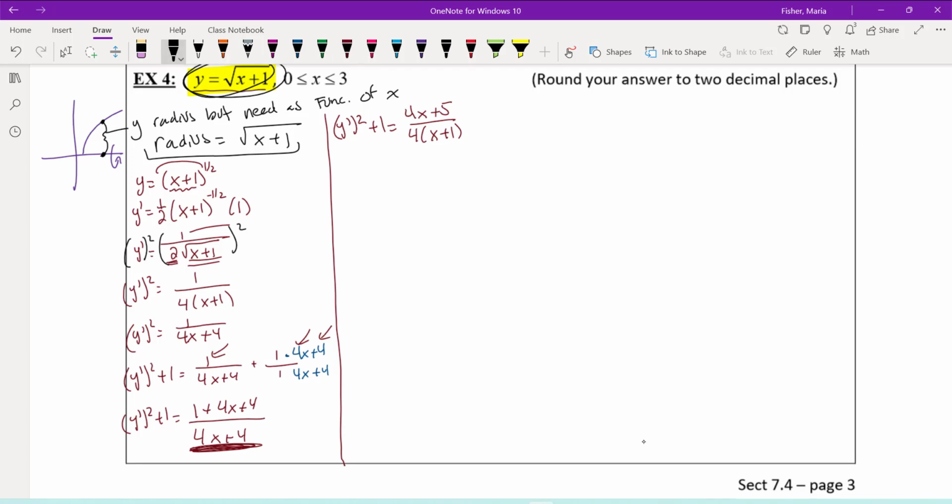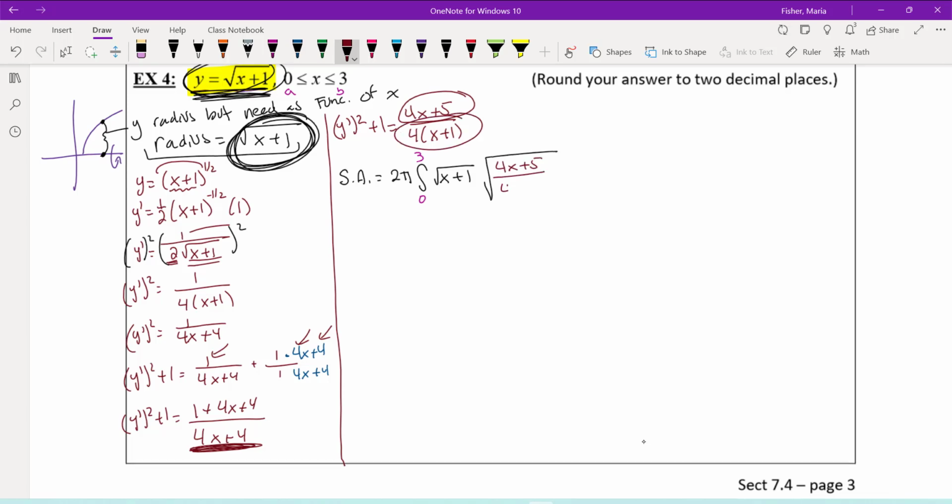Now let's put it in my surface area formula. My surface area is going to equal 2 pi times the integral from a to b. Well, those limits of integration are given. They're from 0 to 3 of the radius. Well, remember, I found out my radius was just a y movement, and y in this case is equal to the square root of x plus 1. So my radius is just the square root of x plus 1 times the arc length. Well, my arc length was going to be the square root of 4x plus 5 over 4 times x plus 1 dx. Now remember, you can distribute the radical to both numerator and denominator.